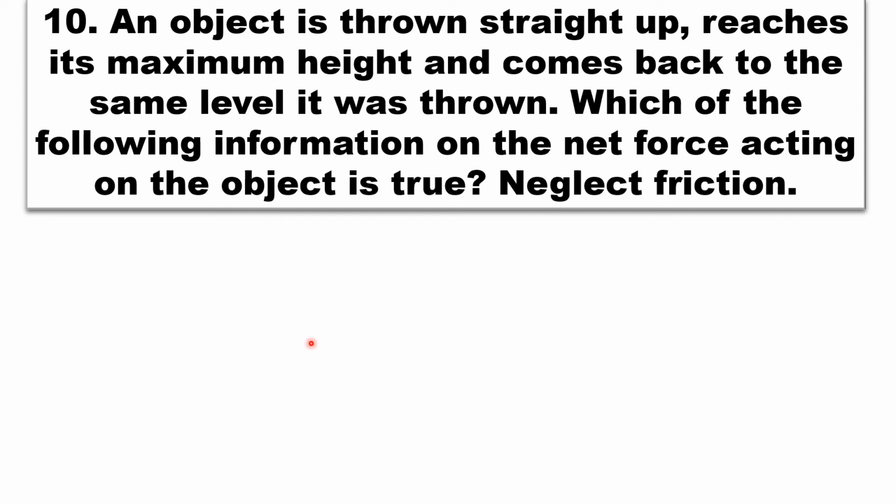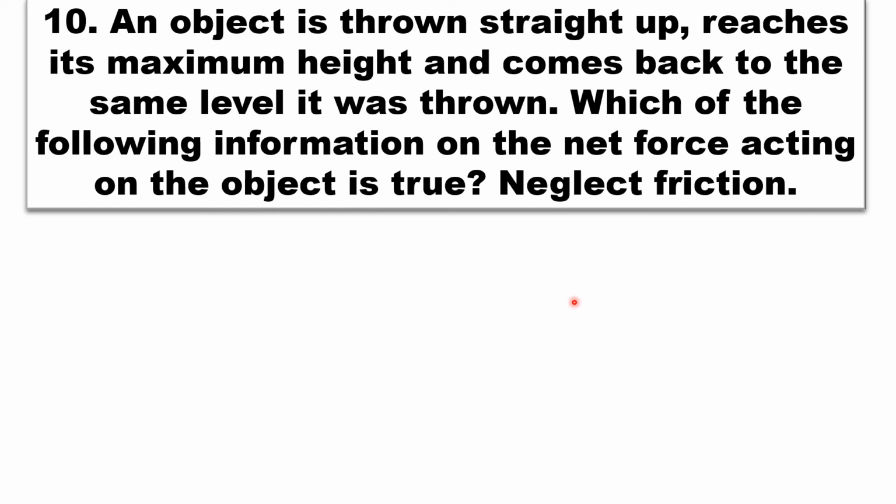We are down to the last question. Question number 10. An object is thrown straight up, reaches its maximum height, comes back to the same level it was thrown. Now, the question is, which of the following information on the net force acting on the object is true? We will assume that the friction is negligible.